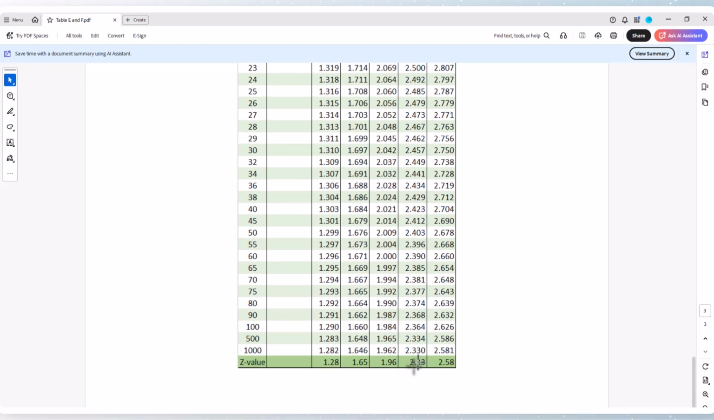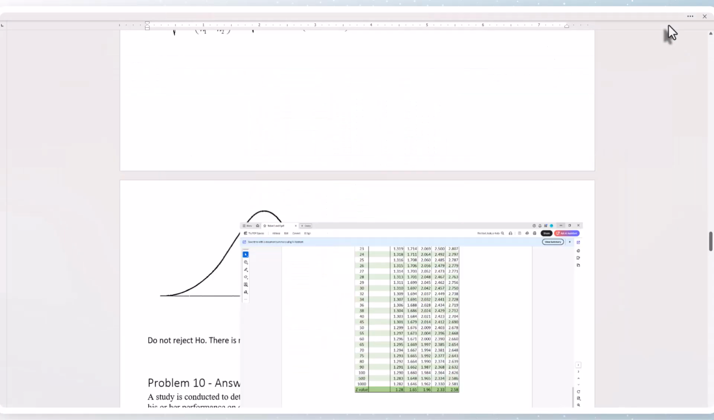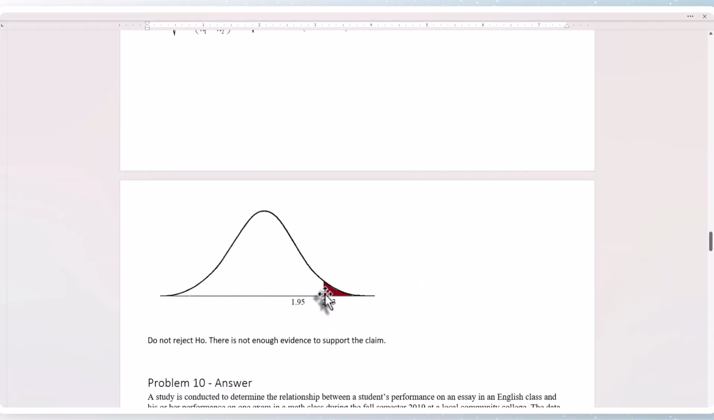Critical value is 2.33. When we test for proportions, it's a z-test. So we have 2.33. 1.95 falls short. Do not reject H naught. There is not enough evidence to support the claim.